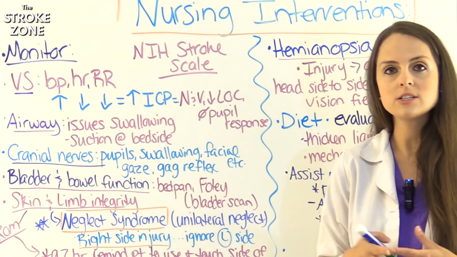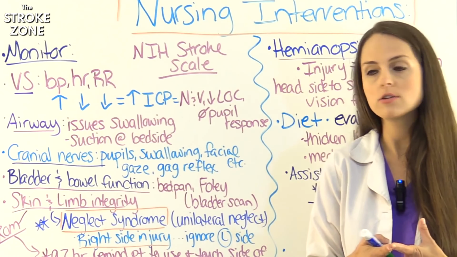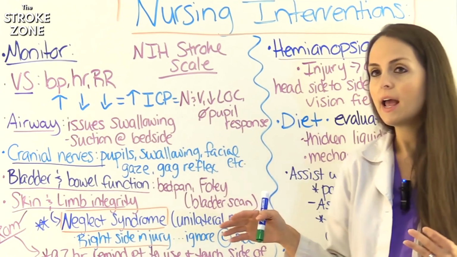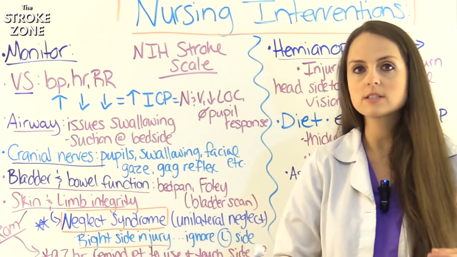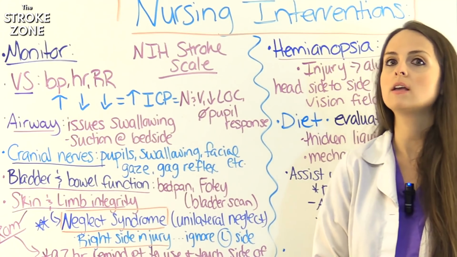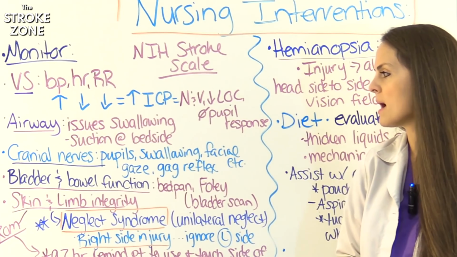And an easy way to check if they're retaining urine is that you can use a bladder scanner. Put a little bit of ultrasound jelly, get your little bladder scanner, scan the bladder, and it can tell you if there is urine in the bladder and how much.